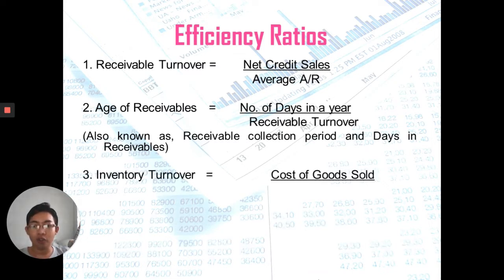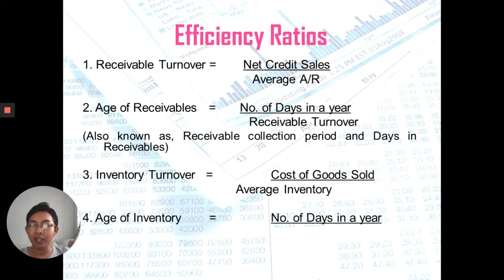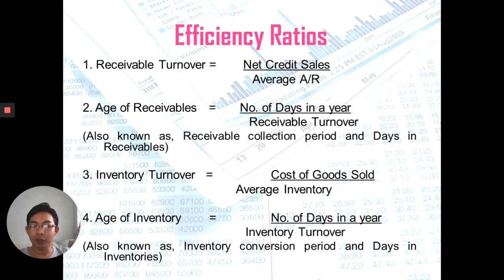So, we have cost of goods sold divided by average inventory. Then yung kapartner niya, we have age of inventory: number of days in a year divided by inventory turnover. Age of inventory is also known as inventory conversion period and days in inventories. Inventory turnover naman, kinocompute niya gaano kabilis mabenta yung mga goods mo, while age of inventory computes how many days before mabenta yung mga goods mo.